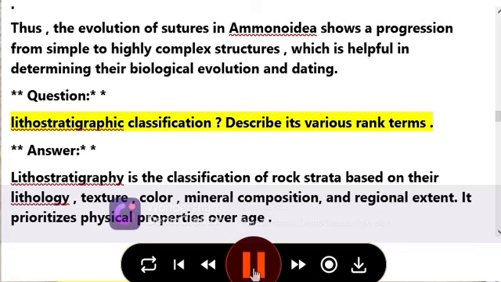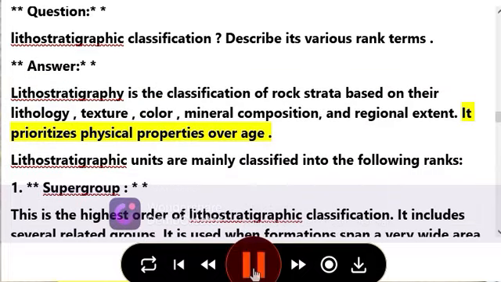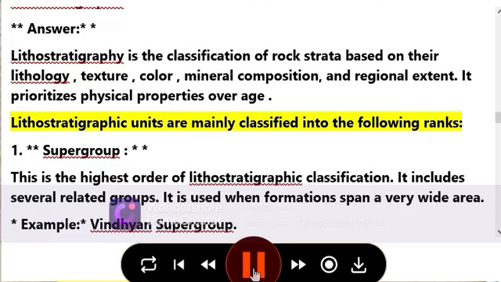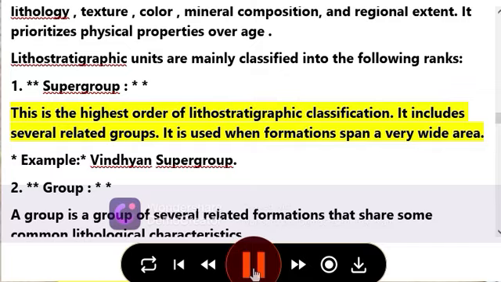Question: Lithostratigraphic classification. Describe its various rank terms. Answer: Lithostratigraphy is the classification of rock strata based on their lithology, texture, color, mineral composition, and regional extent. It prioritizes physical properties over age. Lithostratigraphic units are mainly classified into the following ranks.